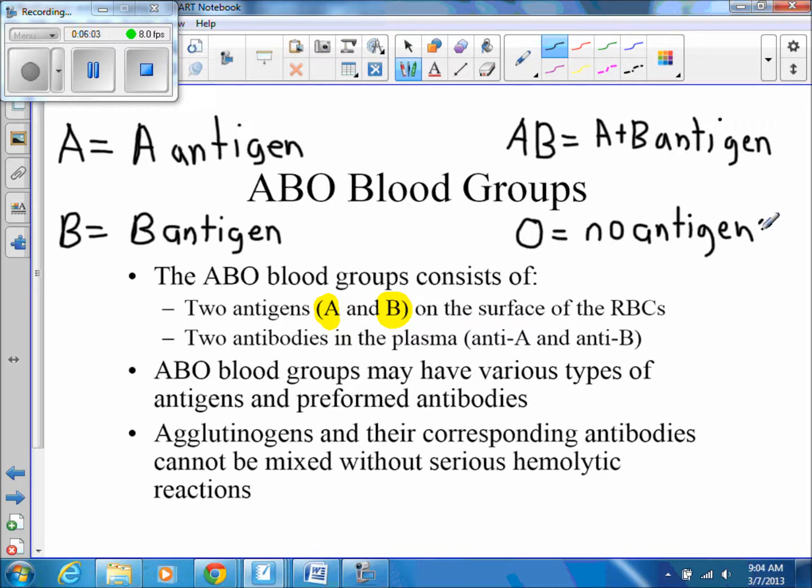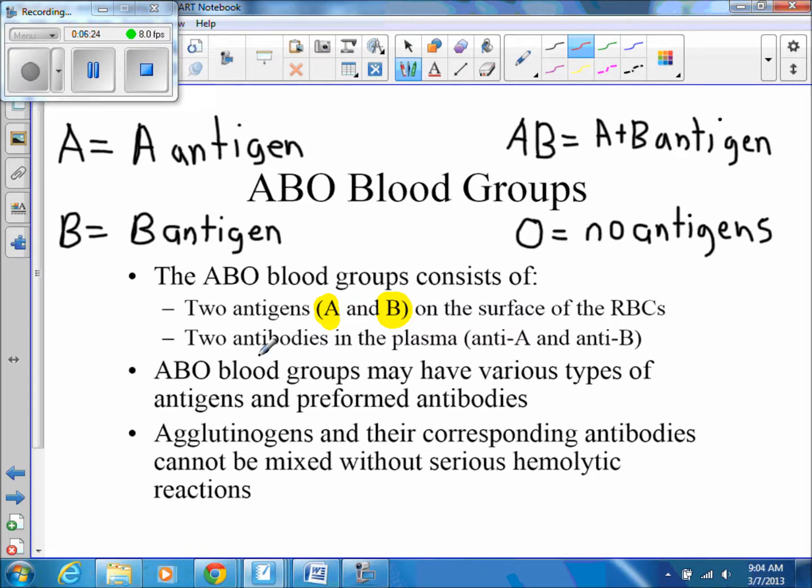Okay, so that's one half of the puzzle. But the other piece we need to look at are structures called antibodies. Antibodies are chemicals made by our white blood cells that are going to attack foreign antigens.